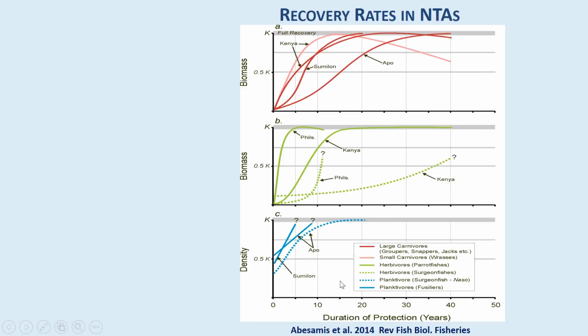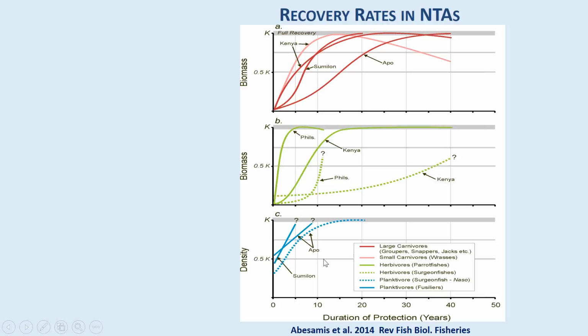This is how long these populations took to recover in no-take areas. Along the bottom is how many years the no-take area was in place, and both of these monitoring programs we chose because they went for more than 40 years. On the y-axis, this is the recovery trajectory of the population, their biomass, with K being full recovery or carrying capacity. There's three graphs, and they're for different trophic groups. Let's start at the bottom.